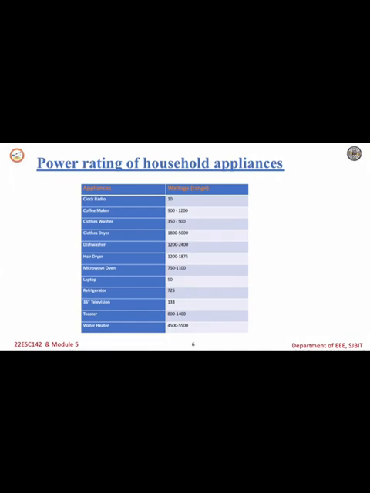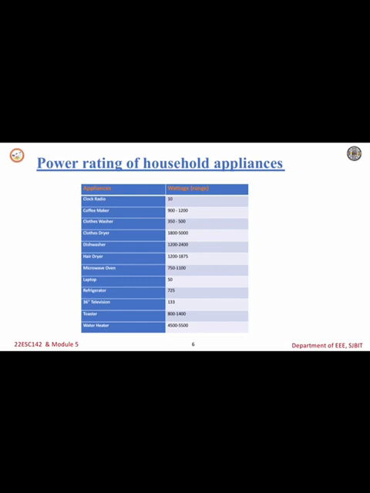So our next topic will be power rating of the household appliances. If you consider our day-to-day life, we will be using many electrical appliances. For example, a lamp. We will start with the light. For lighting purposes, we'll be using a lamp. Nowadays we are using LED lamps, right? So again, we'll have tube lights.